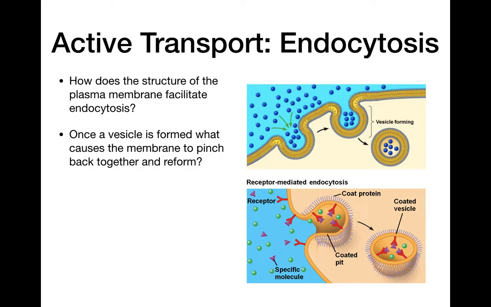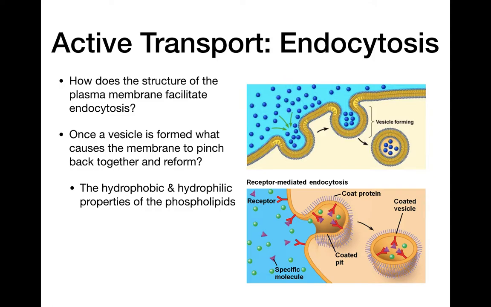Now, once the vesicle is formed, we have that little pinch to bring something into the cell. So these blue molecules are being brought into the cell through endocytosis. What causes it to pinch back together and reform the membrane? Well, it's all about those magic phospholipids. They have hydrophobic and hydrophilic properties. The hydrophobic part is going to want to stay away from the water and form together, protecting it from the hydrophilic part on the outside and inside.